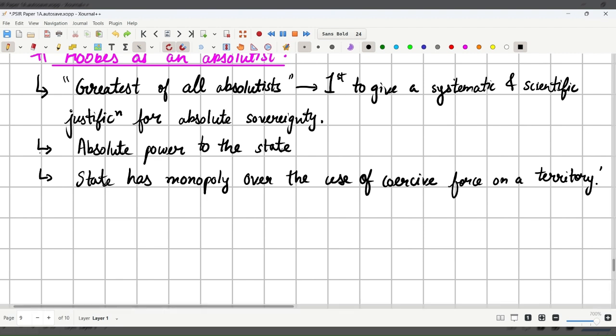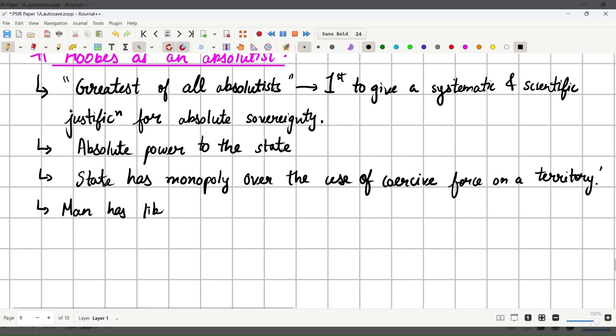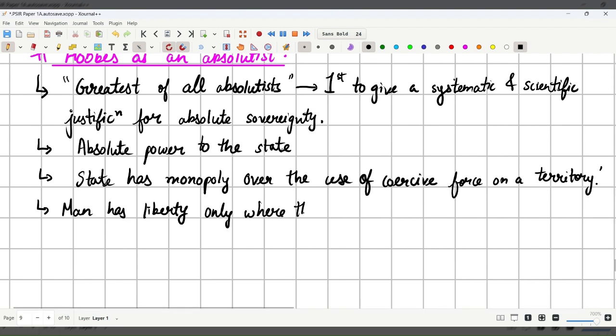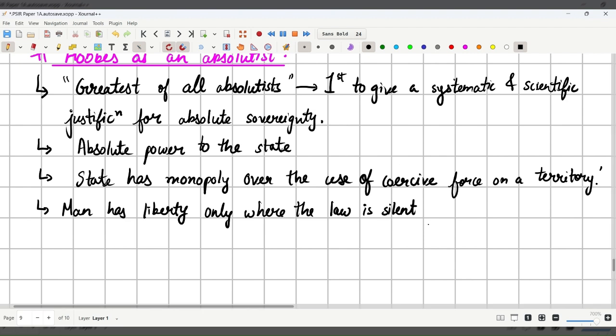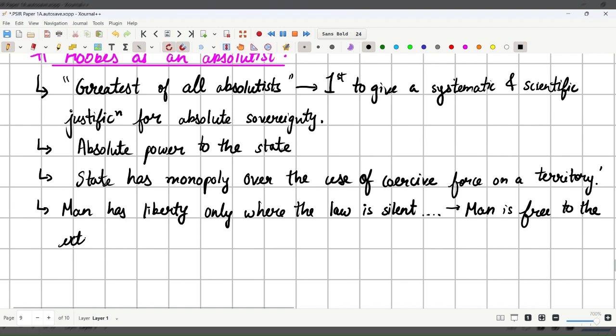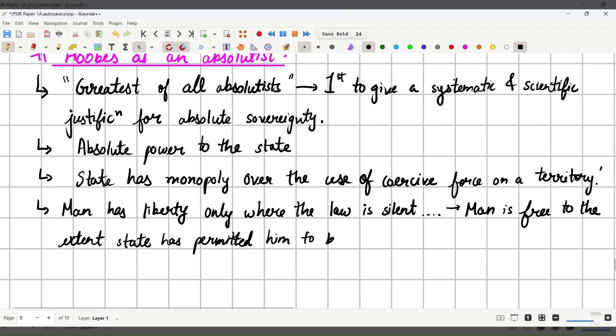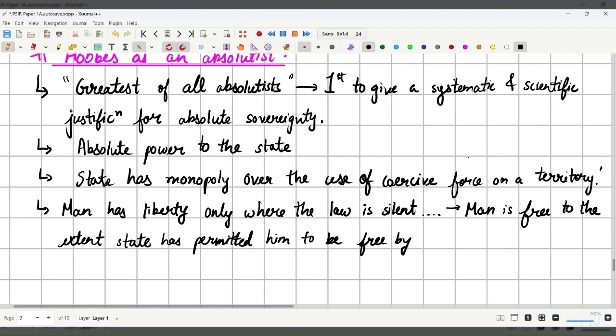He also says that man has liberty only where the law is silent. It means that man is free to the extent the state has permitted him to be free, by not making the law.